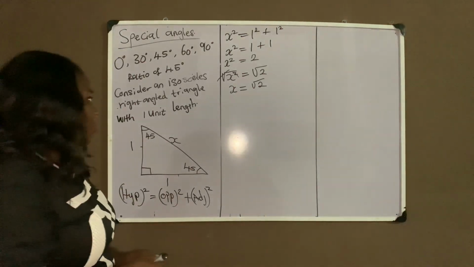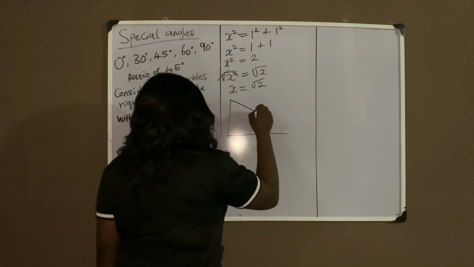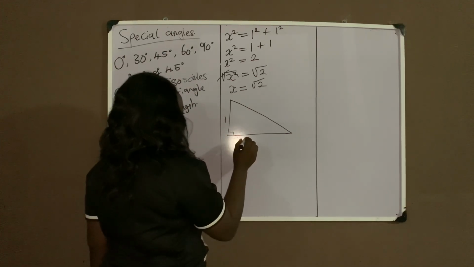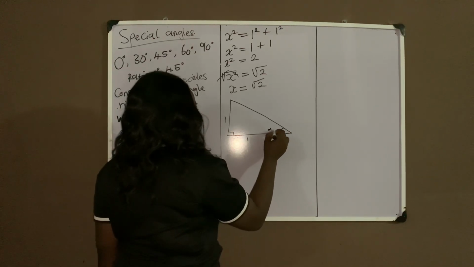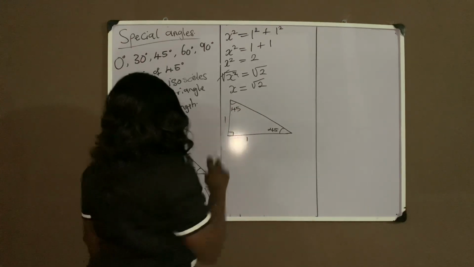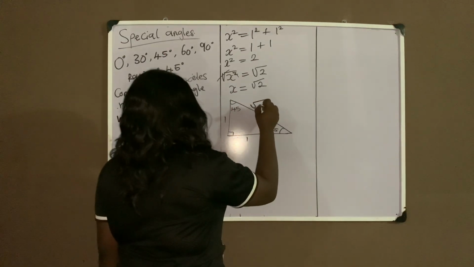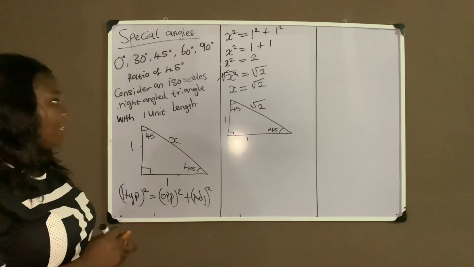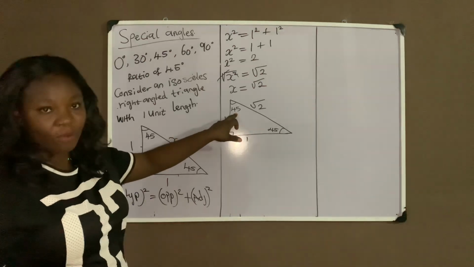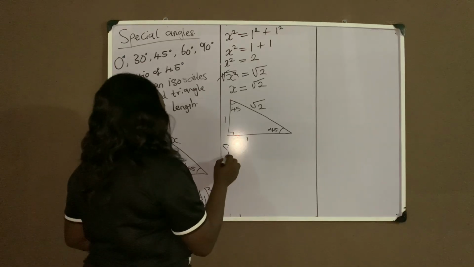So I want us to redraw the diagram. This is what we have. This is our right angle. Here is 1. Here is 1. Of course, we have our 45 here. Here is also the 45. And we've gotten our hypotenuse, which is x, as square root of 2. Now, let's get the sine, the cosine, and tangent of the angle 45 degrees. Before we could do that, we should not forget our dear friend, SOHCAHTOA.